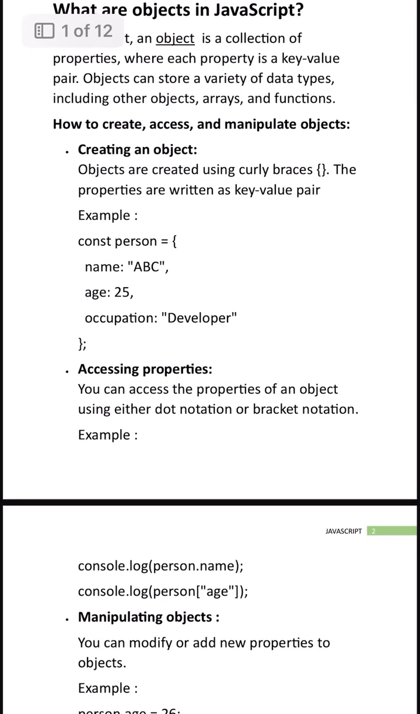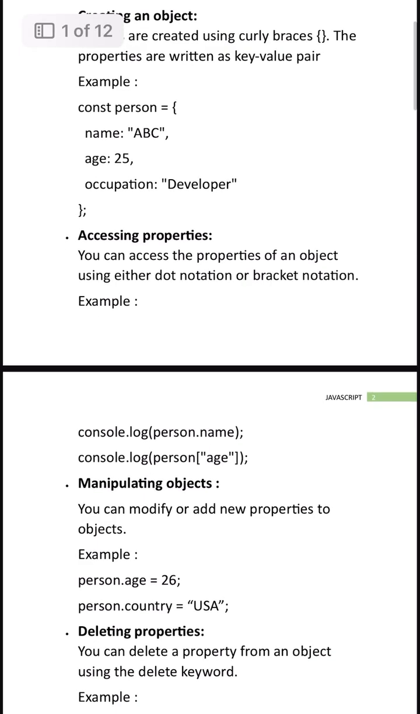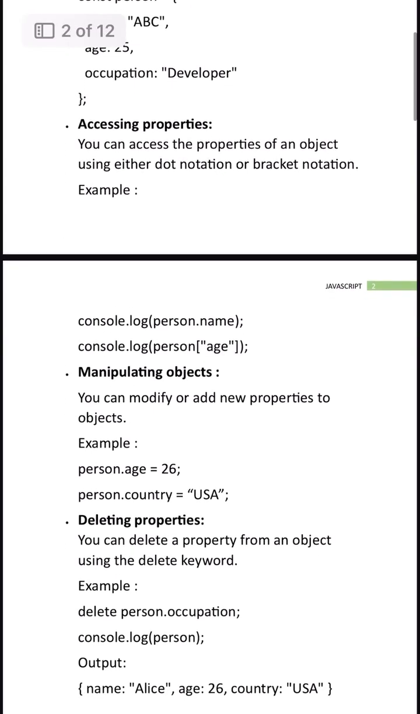Creating an object. Objects are created using curly braces. The properties are written as key value pair. Here you can see the example. Accessing properties. You can access the properties of an object using either dot notation or bracket notation. Here you can see the example.